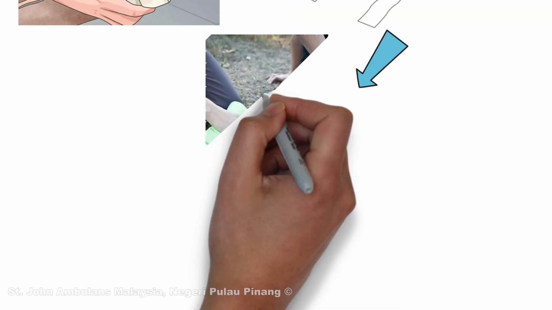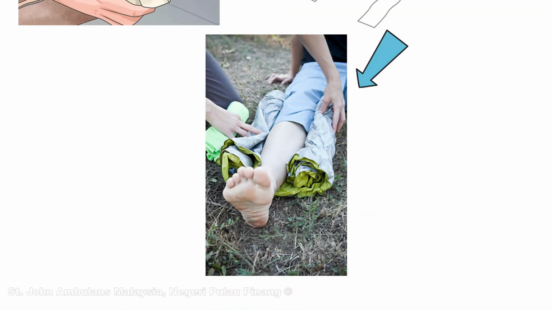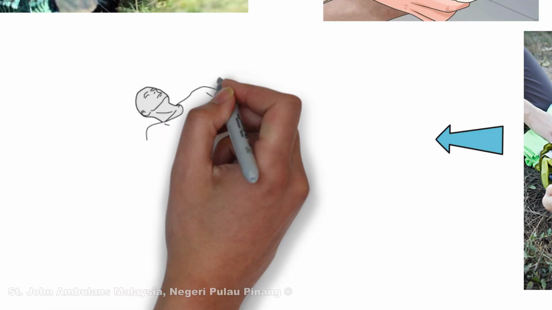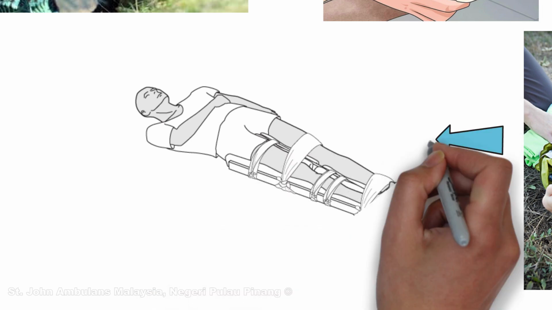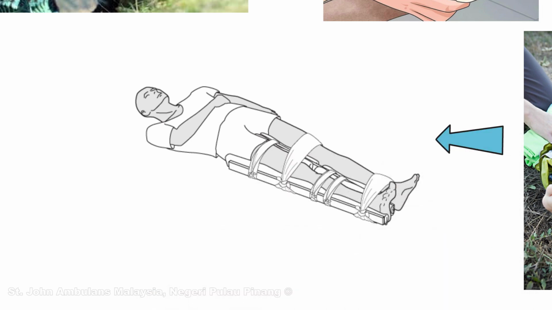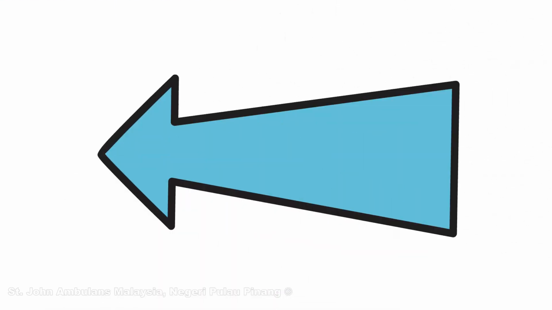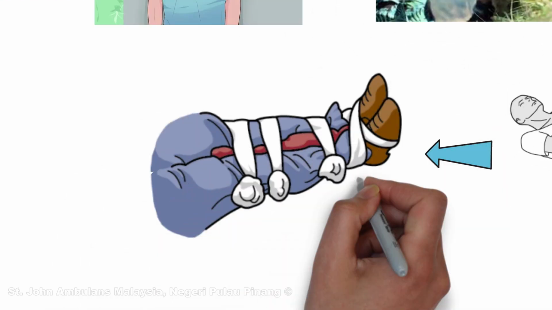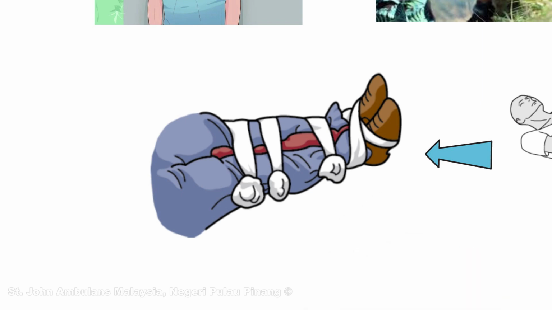Place sufficient padding around the injury for extra support. Move the uninjured leg to the injured one and secure with broad fold bandages. When you tie a broad fold bandage, always tie the knots on the uninjured side.